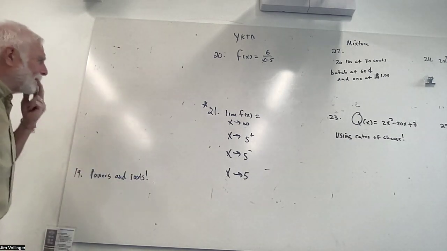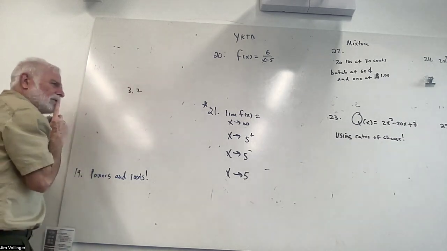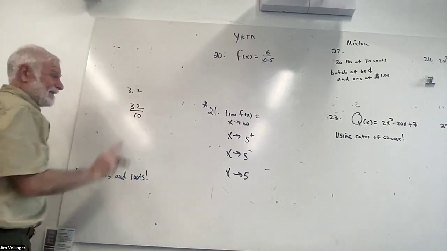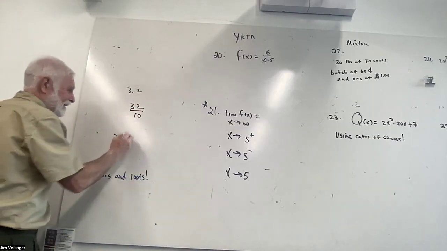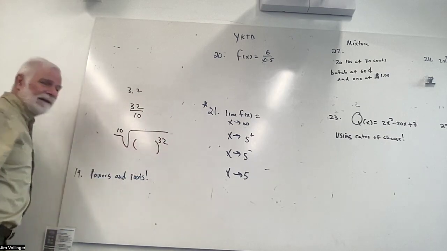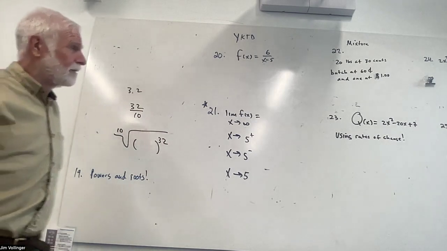Powers and roots. Oh, so 3.2. What is that in terms of powers and roots? What's 32 divided by 10? That's an exponent. I think we're doing something 32 times and taking a 10th root, and I think we better get a calculator. I don't think we're doing that in our head.